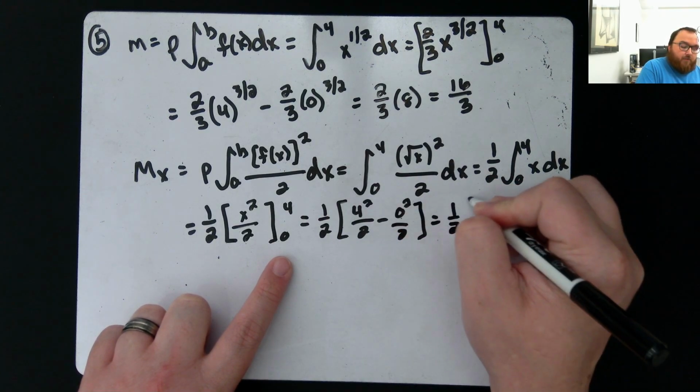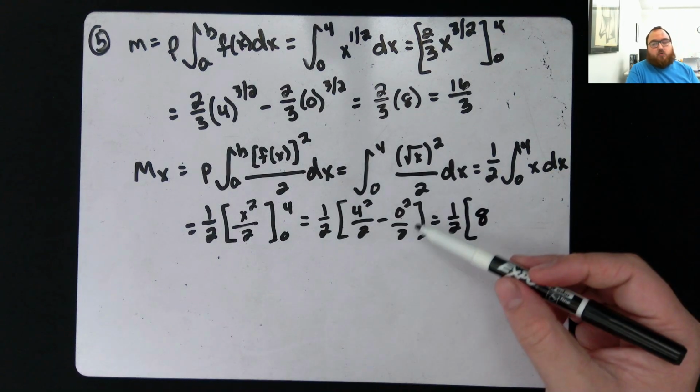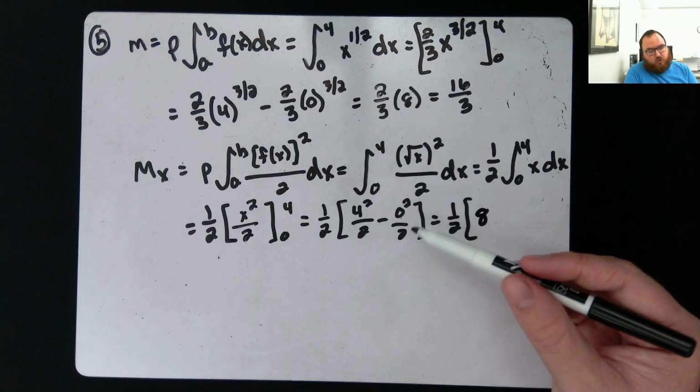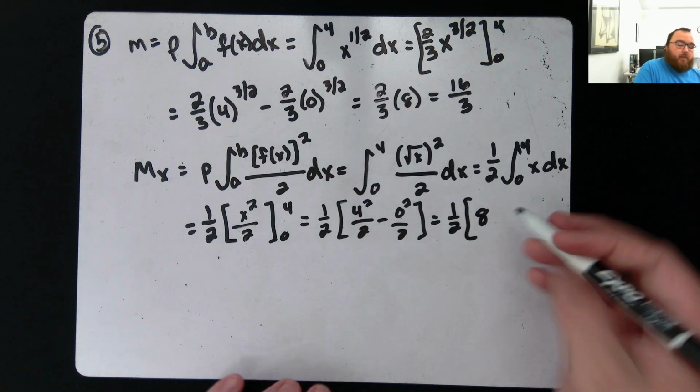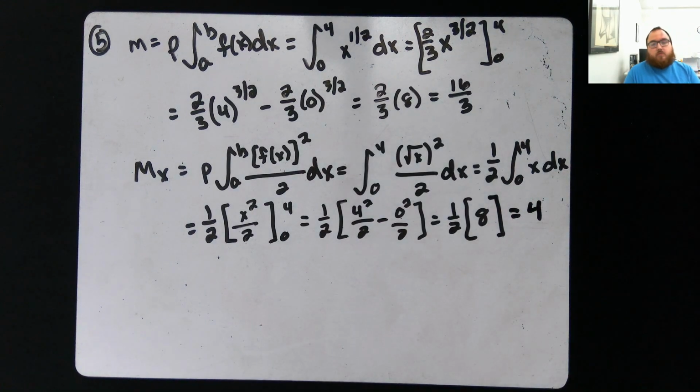So 1/2. 4 squared is 16. 16 over 2 is 8. 0 squared is 0. 0 divided by 2 is 0. 1/2 times 8 is 4. So the moment for x is going to be equal to 4.